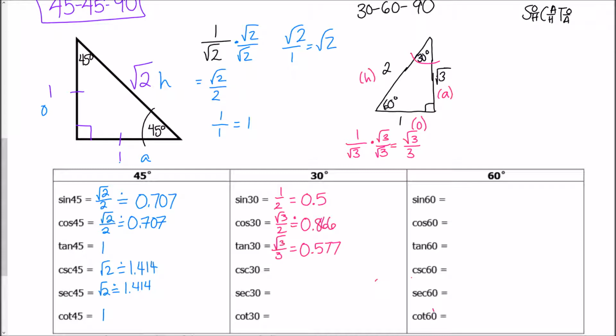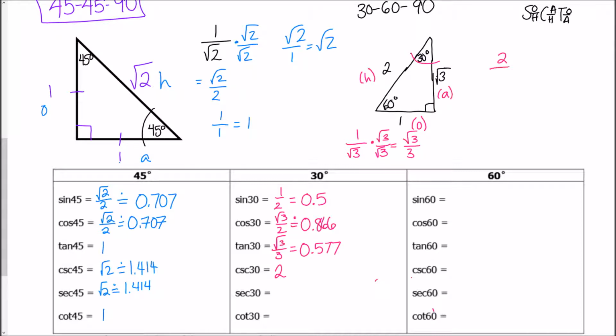Now for cosecant of 30, instead of opposite over hypotenuse, I need to do the hypotenuse over opposite. So it would just be 2 over 1, or simply 2. Okay, now to do the secant of 30, instead of adjacent over hypotenuse, I'm going to do hypotenuse over adjacent.